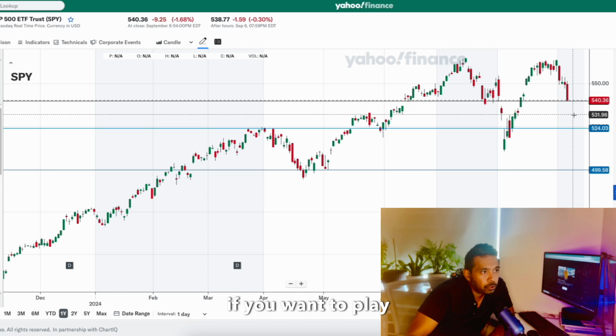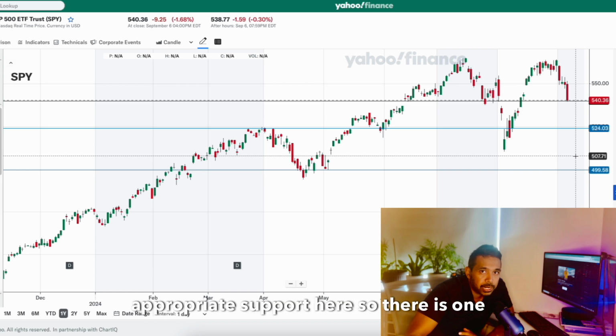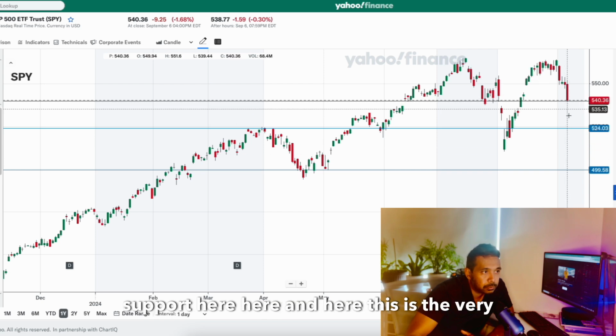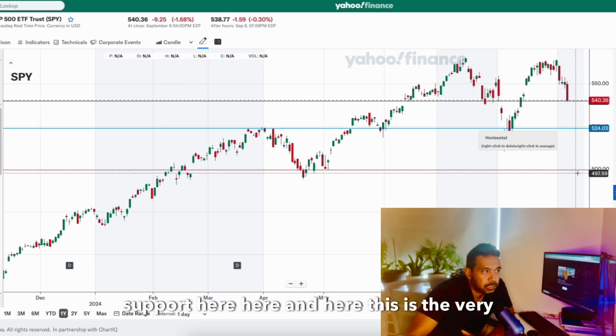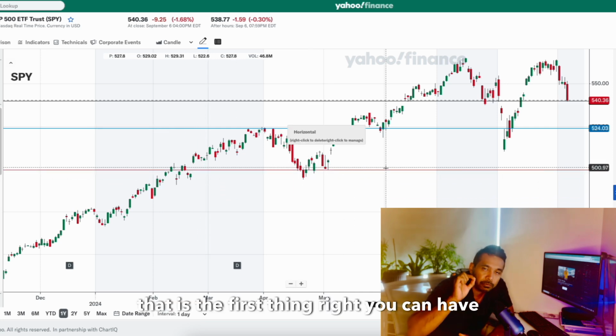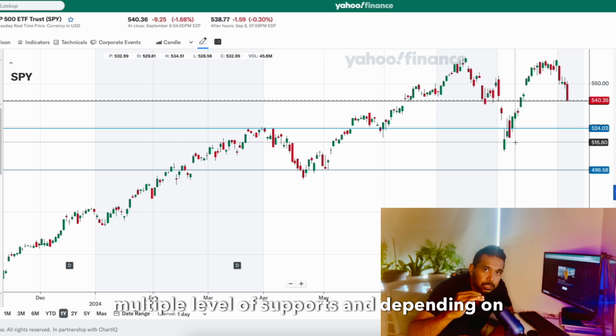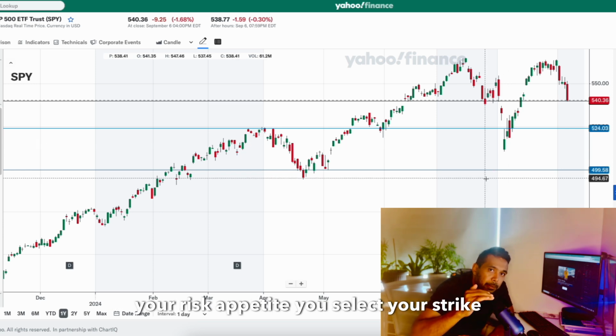Depending on your risk tolerance, you can select the appropriate support here. So there's one support here, and here. This is the very long-term support that you can see here, right? So that's the first thing. You can have multiple levels of support, and depending on your risk appetite, you select your strike price, right?